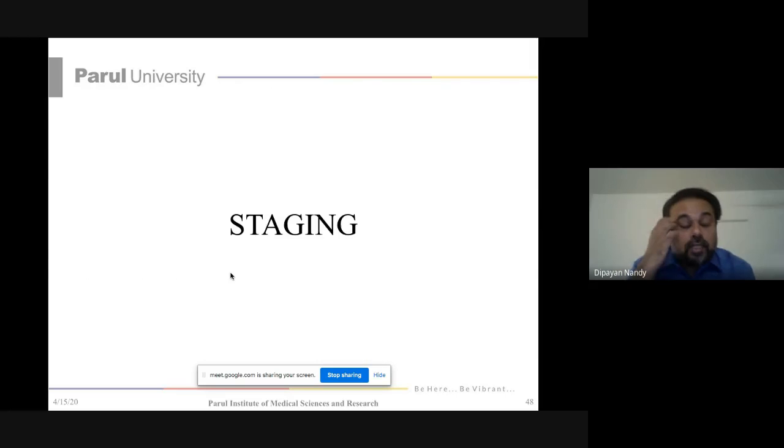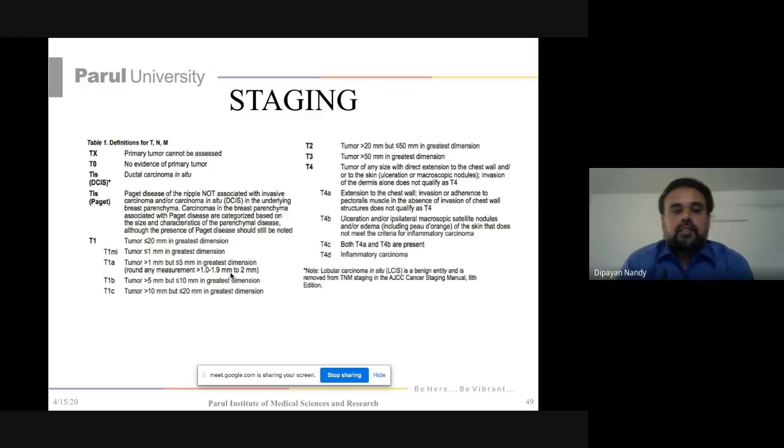So having done all these investigations and diagnosis, we go further and we do staging of the disease. The current staging that oncologists follow is the AJCC 8th edition, which is the one displayed here on the screen. Without going into details, what we need to remember is T1 is less than 2 centimeter, T2 is 2 to 5 centimeter, T3 is more than 5 centimeter, and T4 is further divided into A, B, C, and D.